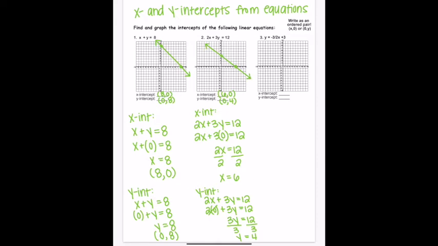All right, and finally, example number 3. Example 3 is in slope-intercept form. So if we have y equals negative 3 halves x plus 3. So if I want to know the x-intercept, I want to know x, plug in 0 for y.